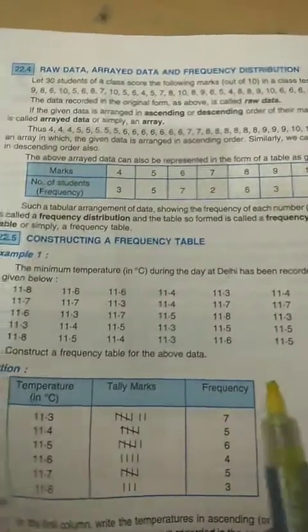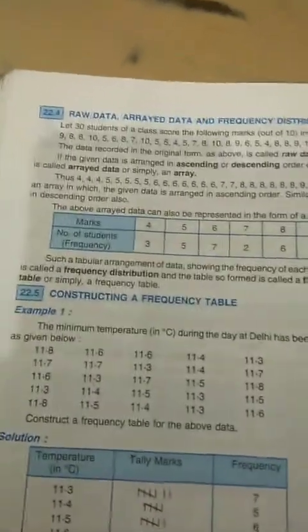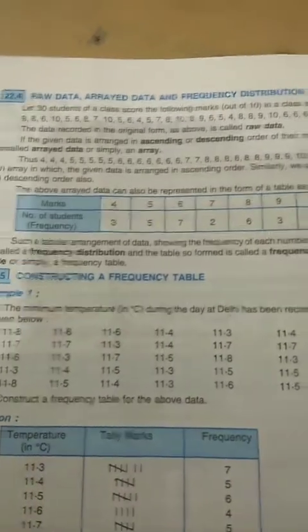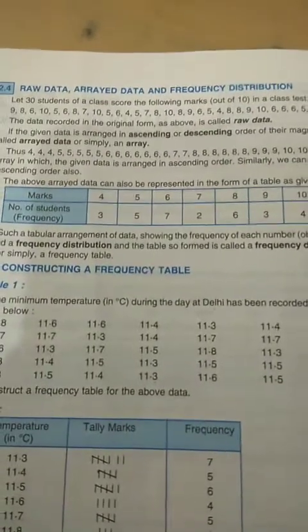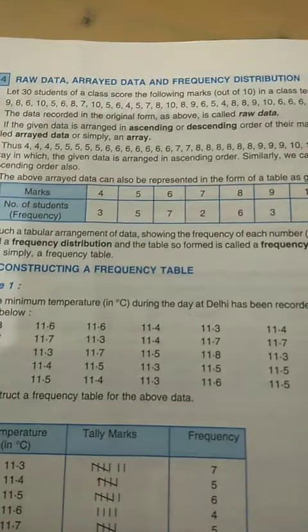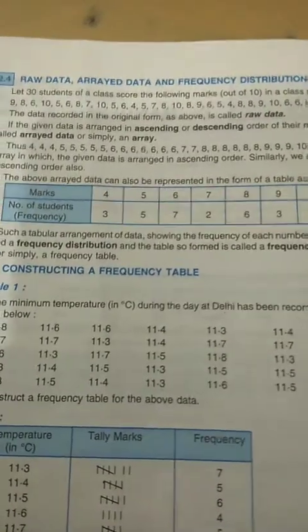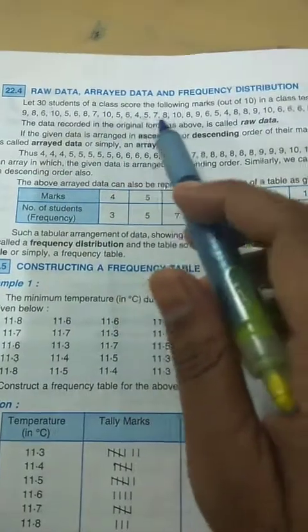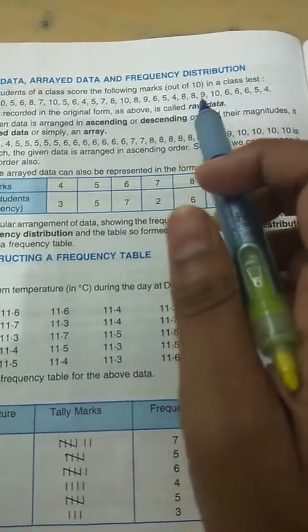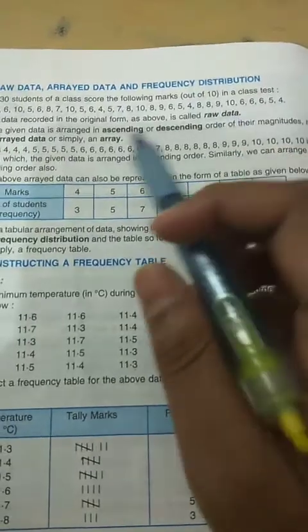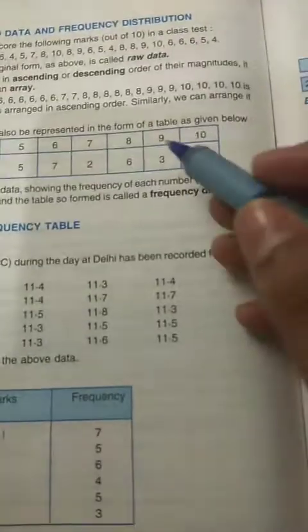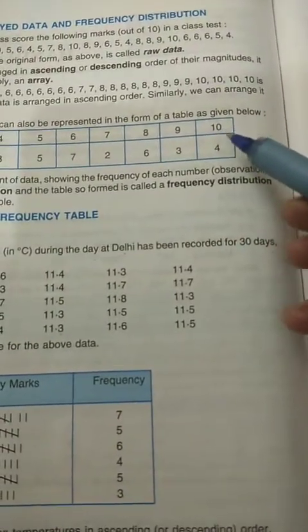Now the word frequency comes. What is frequency? Frequency is the number of times a numerical value has been repeated. For example, you can see this 9 here, and again this 9 has been repeated here. So we can see this 9 is being repeated 3 times. So frequency of 9 will be 3. In a similar way, frequency of 10 is 4.